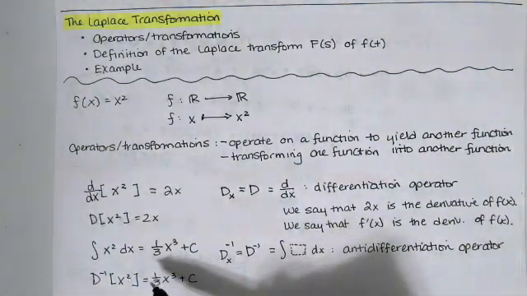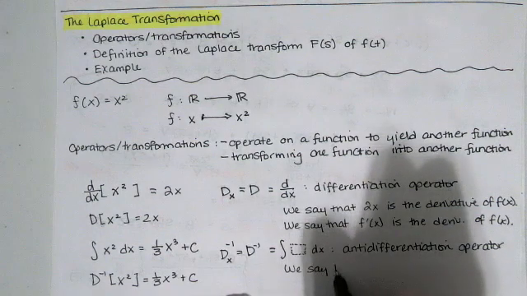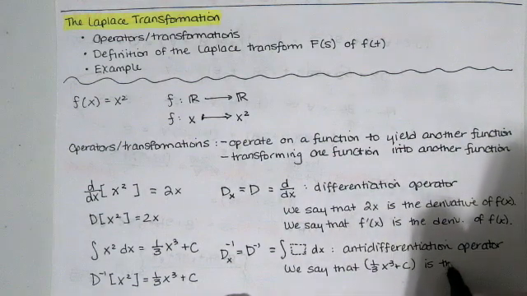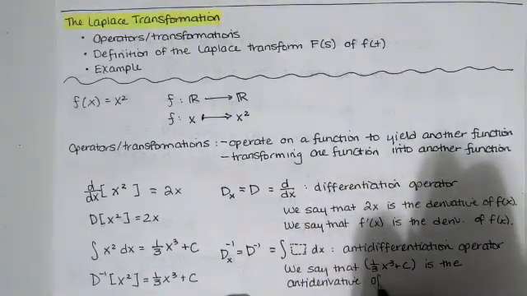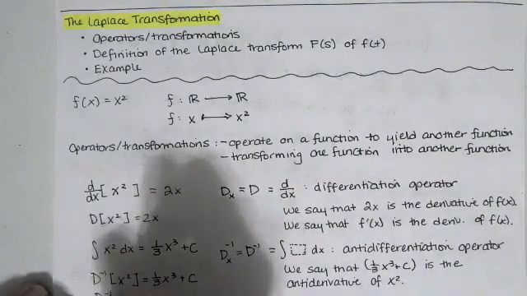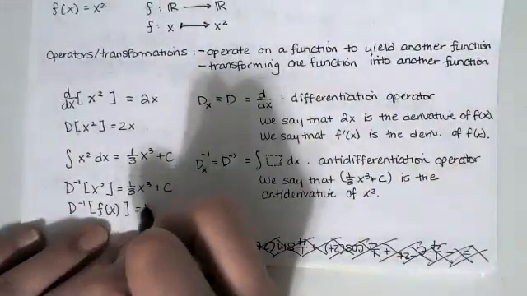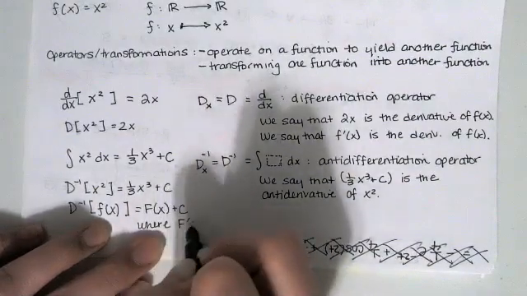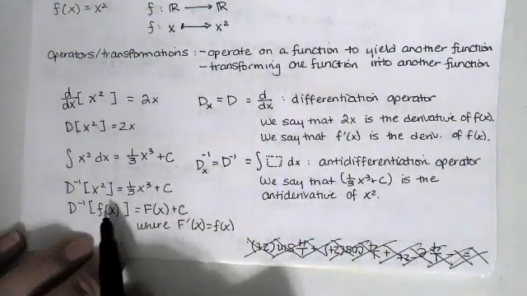This is acting on a function x squared, and it's giving me the function back, 1/3 x cubed plus c. So in that case, we would say that 1/3 x cubed plus c is the antiderivative of x squared. Or in general, we might say that the antiderivative of f of x is equal to capital F of x plus c, where the derivative of this function is equal to this function. So F of x plus c is the antiderivative of f of x.